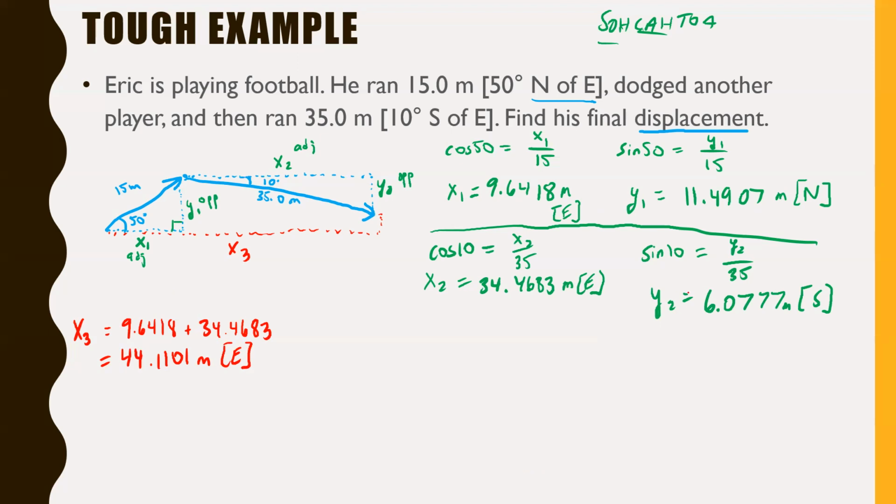Now let's worry about our y's. Y3 is going to be this component over here. It's just the sum of y1 and y2. So y3 is going to equal our y1, which was 11.4907, and that was to the north. Let's take away the south y2, right? So we'll minus 6.0777 because that is going south. Let's see where this ends up. 11.4907 minus 6.0777 gives us 5.413 meters. And of course, our positive direction we chose was north. So we're all good there.